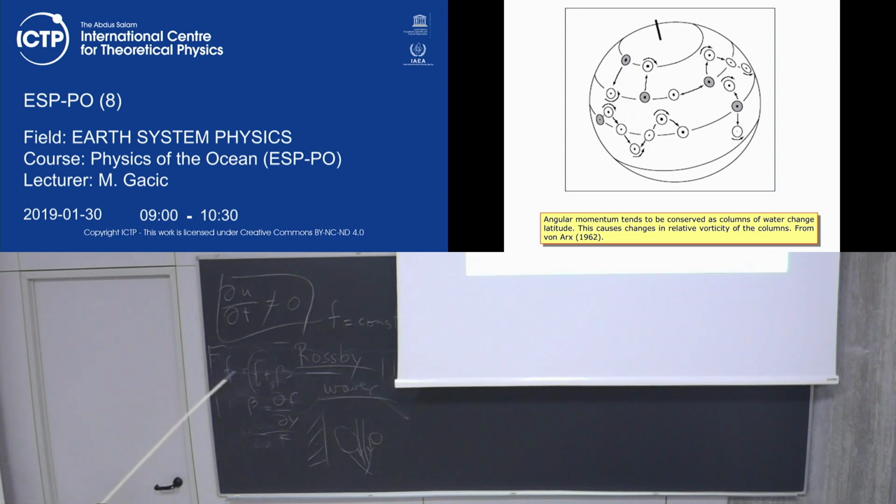And this is the mechanism how we describe the Rossby wave formation. Okay, so they are different from the Kelvin waves. They are simply due to the north-south changes of the Coriolis parameter.